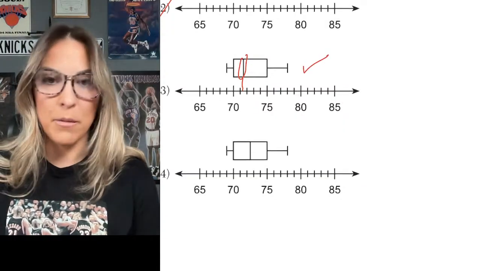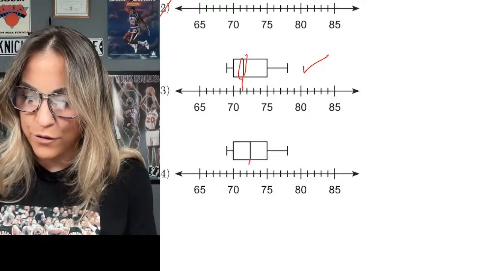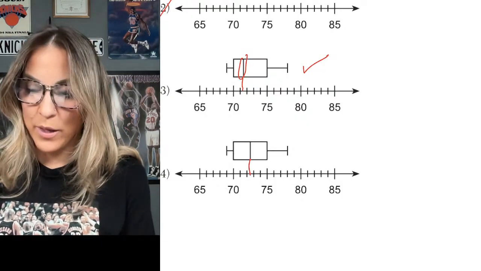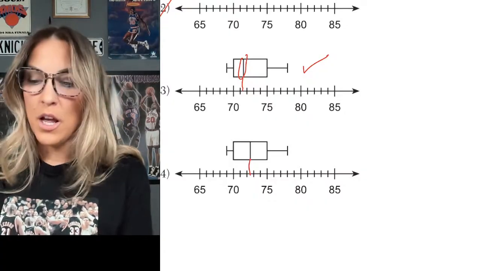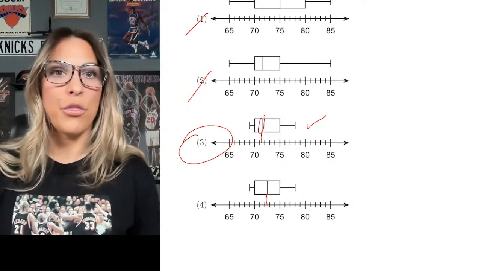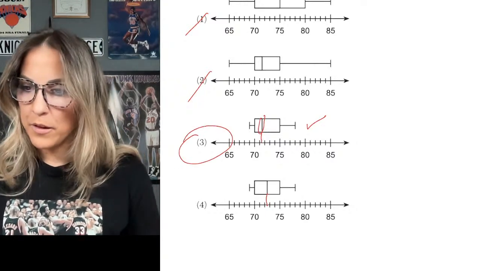Let's just double check number 4. If I look down from this median, they made it very close, which is very annoying, but that median is between 72 and 73. So it is just a little bit off, but off nonetheless. So number 3 is our answer choice here.